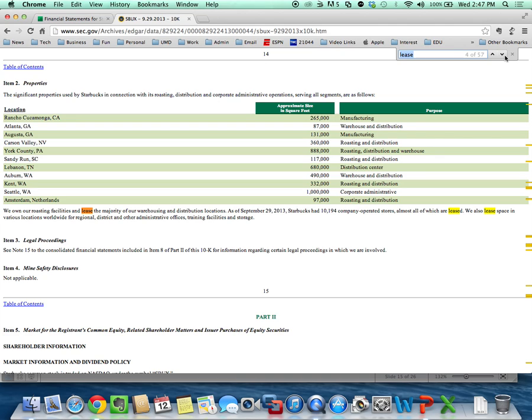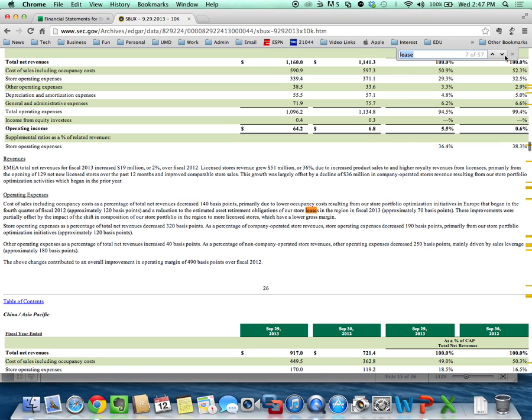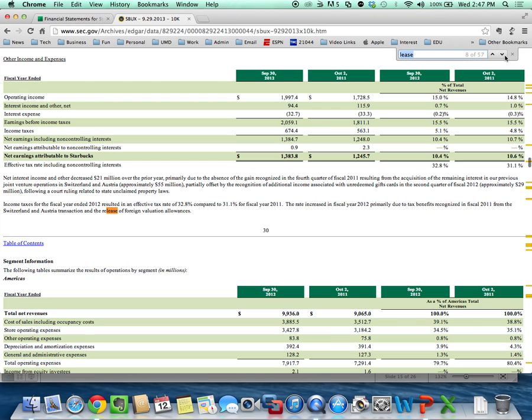As of September 29, 2013, Starbucks had 10,194 company-operated stores, almost all of which are leased. We also lease space in various locations for regional, district, and administrative offices, training, and facilities. They're basically telling everybody they don't own any space. They're leasing everything. And these are operating leases. Right? So, why is this important? Keep going. I've fallen asleep.